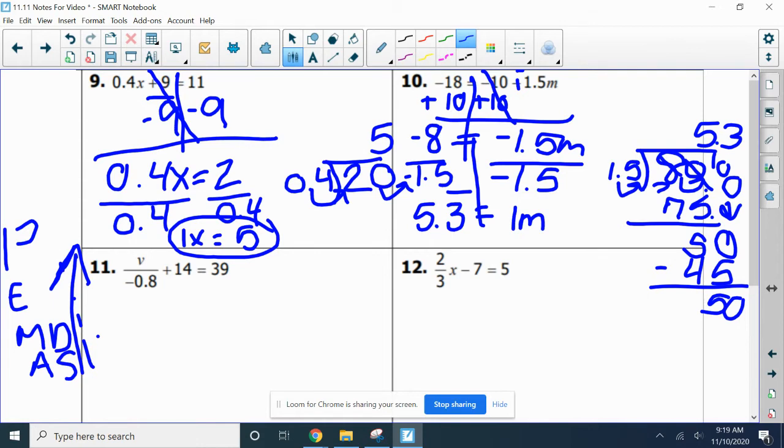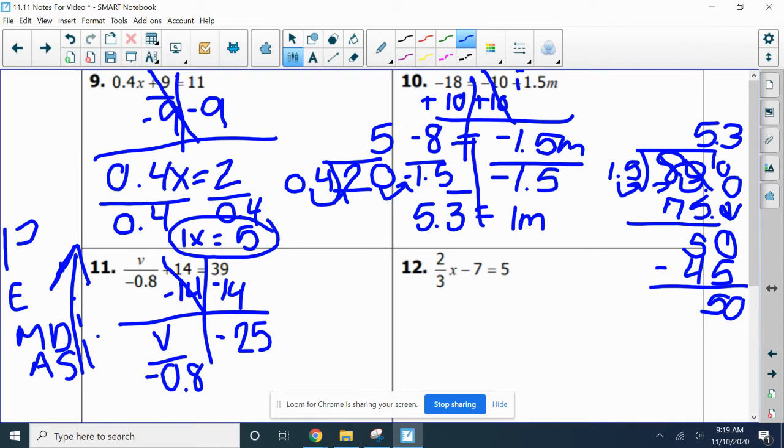Awesome. So 11, I'm still working backwards. I want to get rid of my addition and subtraction first because it's at the bottom of PEMDAS and we're working backwards. So before I can get rid of that division with the V, I have to get rid of the addition. So to get rid of plus 14, I have to subtract 14 from both the left side and the right side. So 14 minus 14 is 0. So on that left side, I have V divided by negative 0.8, equals 39 minus 14 is 25.